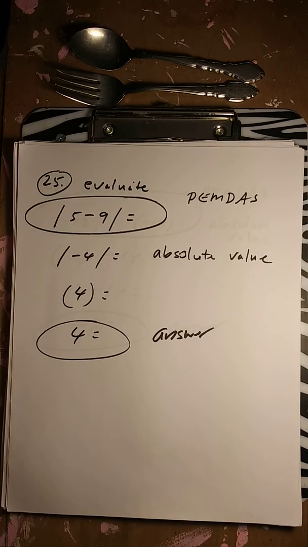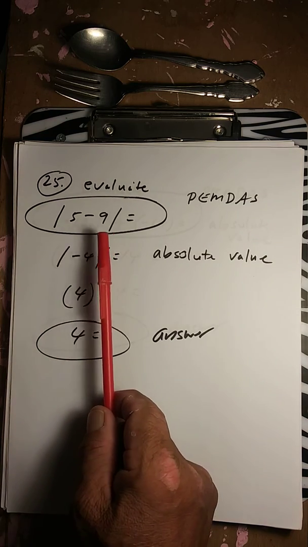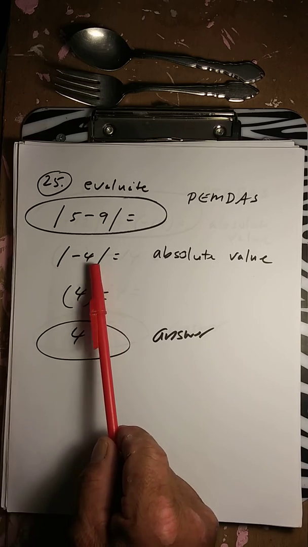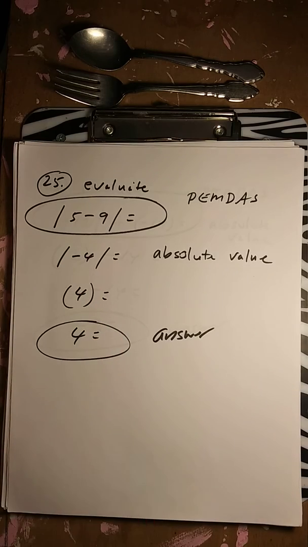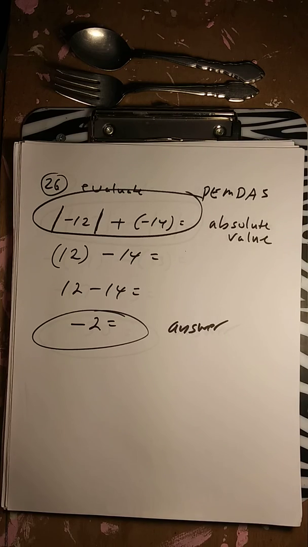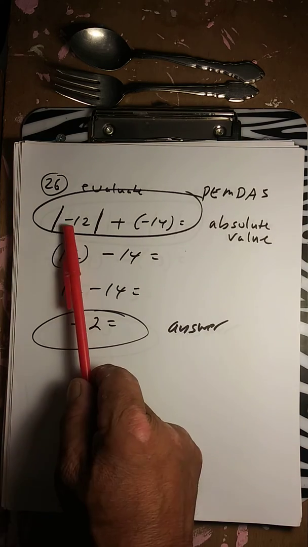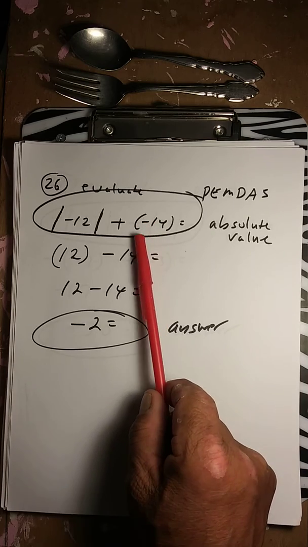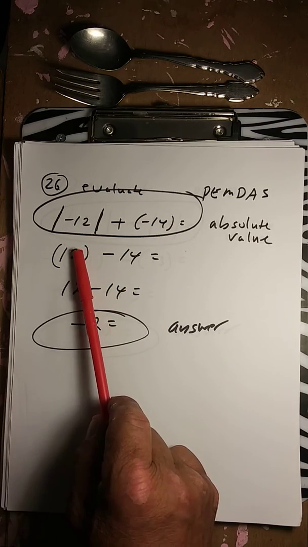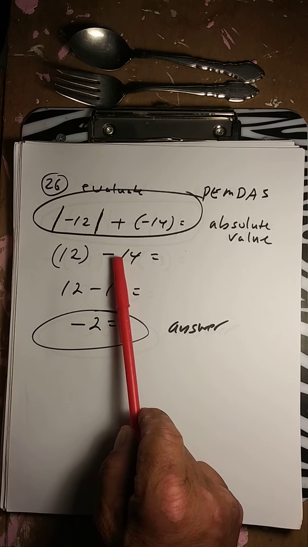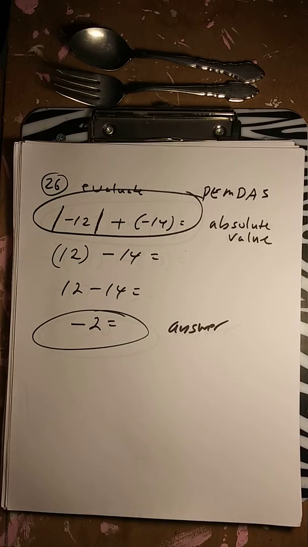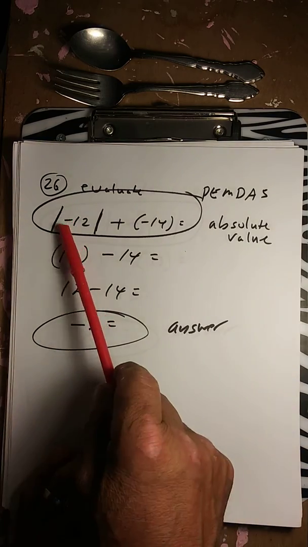Evaluate this. Absolute value of 5 minus 9. So that's 5 minus 9 is negative 4. Absolute value of negative 4 is 4. Take the parentheses off, it's just 4. Evaluate this. Absolute value negative 12 plus parentheses negative 14. This is just parentheses. So absolute value negative 12 is 12. Plus or minus is a negative 14. So you have 12 minus 14 is a negative 2. Absolute value is there, but not there.